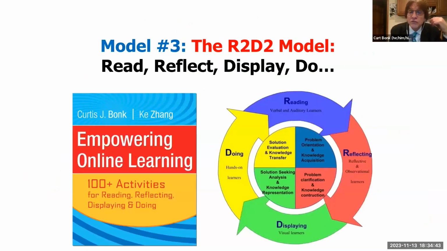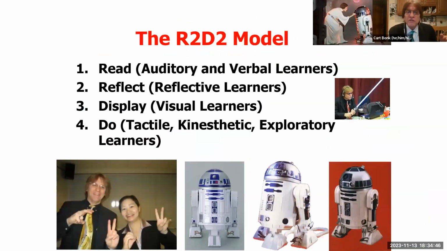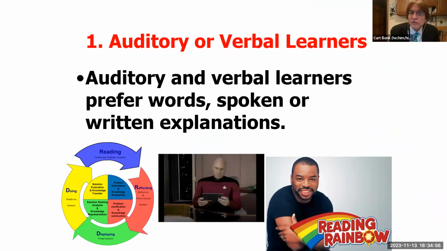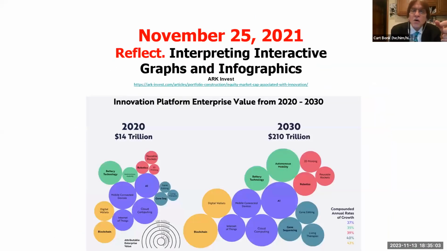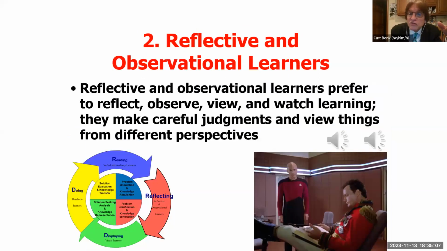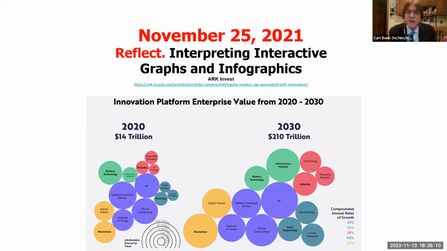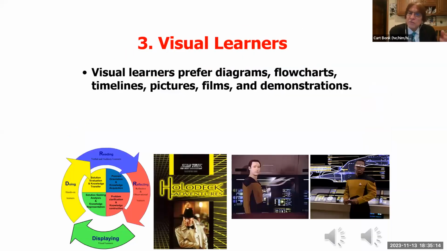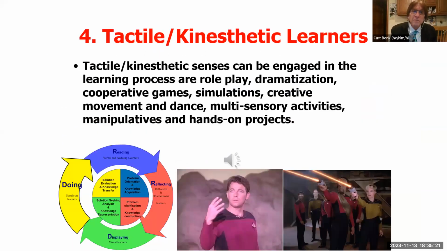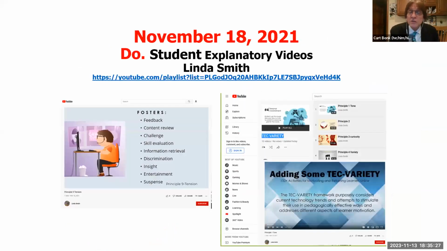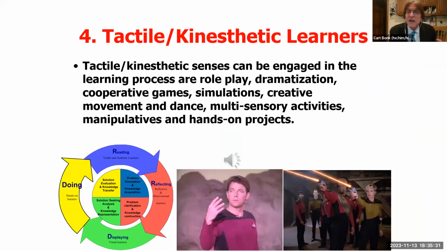My other model is called R2D2, read, reflect, display, and do. I'll just briefly mention this is not a learning style model, but it's a way of thinking about utilizing all aspects of the web to teach from, whether it's words or auditory expressions and sharing those, or whether it's text to speech, text to audio, or whether it's infographics in observational learning, watching something, interpreting infographics, and so forth, or whether it's seeing something in a flowchart, a diagram, a picture, or a demonstration, like a short video in which you might anchor instruction from, or maybe getting students involved in tactile kinesthetic learning, like role play, simulations, and movement, hands-on types of learning.